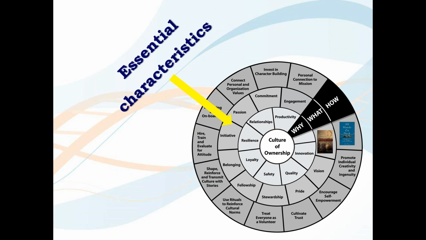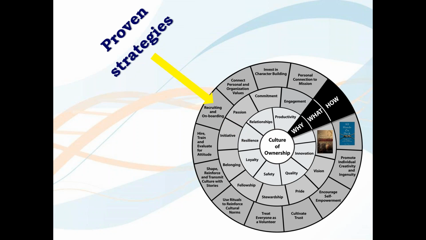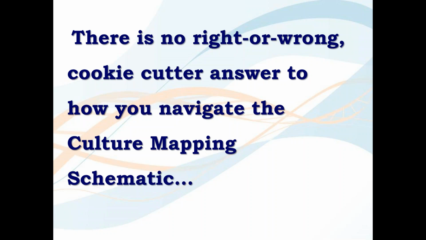So the next ring is, what are the essential characteristics? What does it look like? And these are the characteristics of a culture of ownership that I described in the book, The Florence Prescription. And then the outer ring is, what are the strategies that can help you promote that kind of culture? And these are the 8 strategies that I defined in the book, All Hands on Deck, that were implemented by companies like Hewlett-Packard, Mary Kay Ash, IBM, or Ford, especially in their early days when they really did have a great culture.